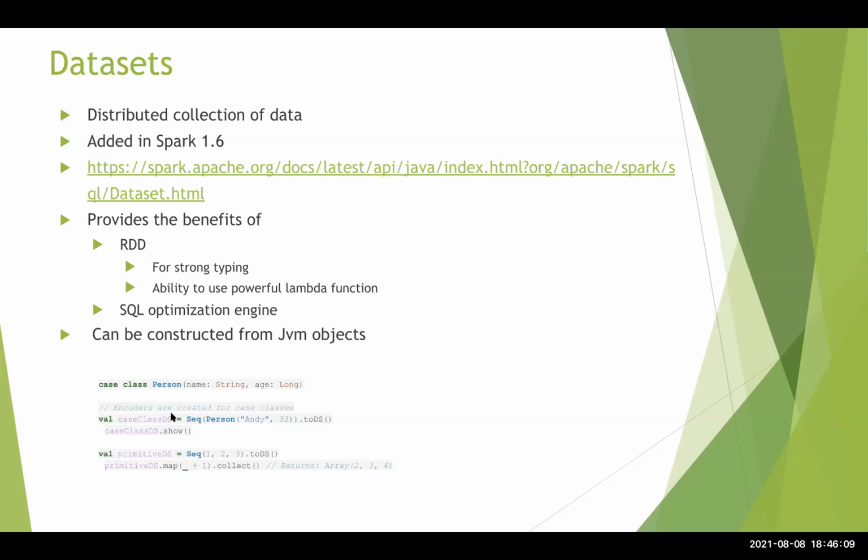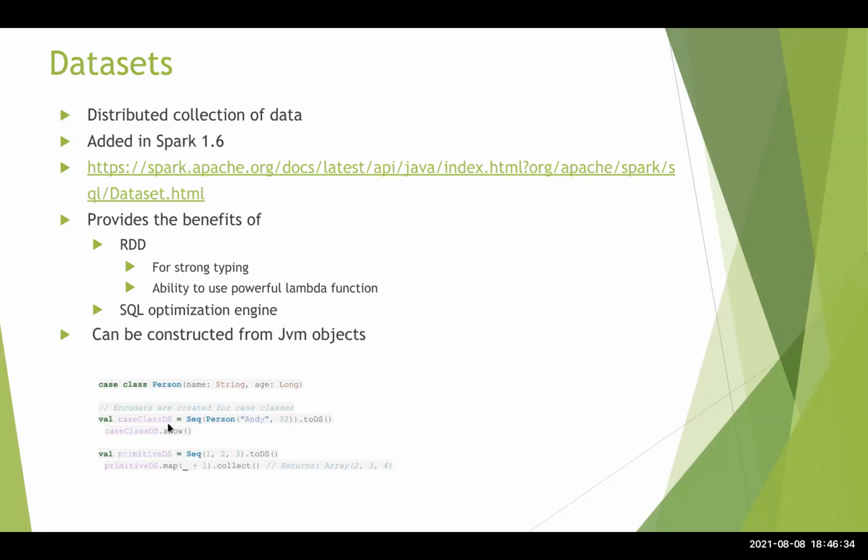Here you can see one example. I have a class called person, which has name and age, and just for example purposes I have one record, with a name and 32, and I'm converting that to a dataset. You will see the case class; this is a dataset. So this is a dataset of type person, and I will show you more examples below.